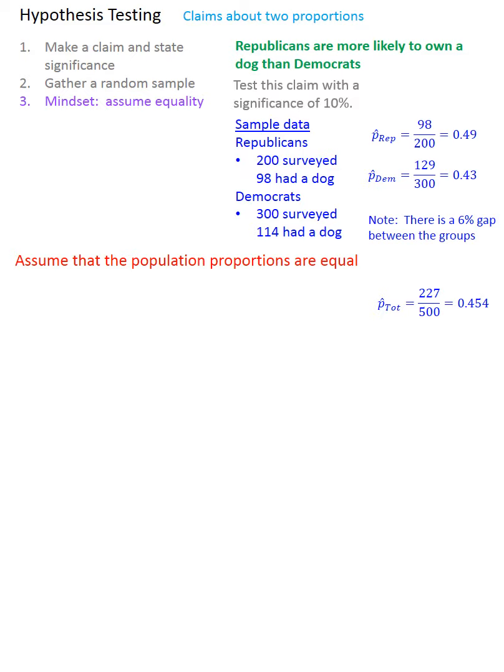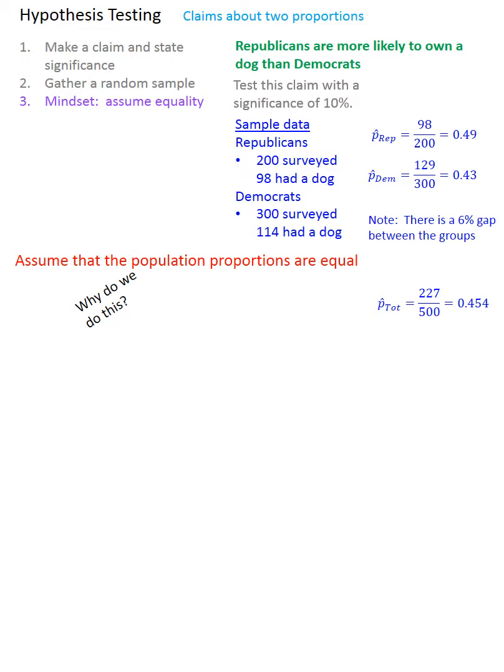So what I'm going to compute here is the overall sample proportion. Notice I have the 500 people surveyed, and it's not stated in the problem, but if you add it up, out of those 500 people, there were 227 dog owners. And that works out to an overall percentage of 45.4% dog ownership.